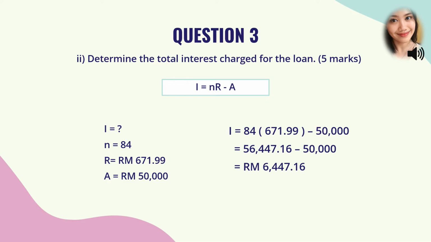Based on the formula, I equals 84 in bracket 671.99 minus 50,000. After calculating the number of 84 and the number in bracket, we will get I equals 56,447.16 minus 50,000. So, the final answer is I equals 6,447 ringgit 16 cent.